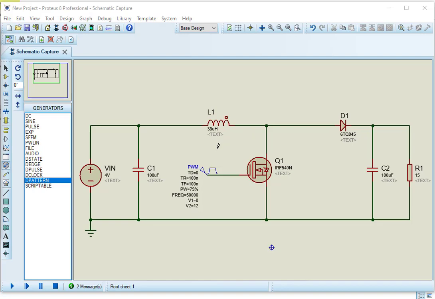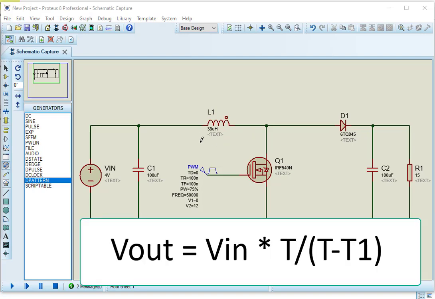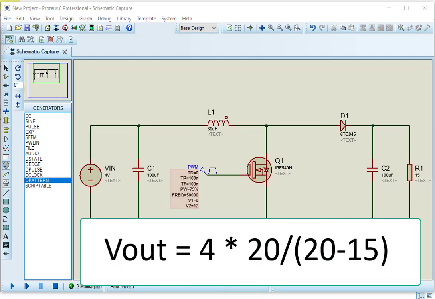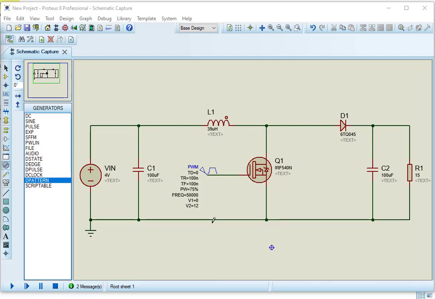The output voltage can be calculated by this formula, where T is the PWM period and T1 is the off time of PWM. For this example, we will convert 4 volts input into 16 volts output. That means we need a 75% duty cycle. If we put T equal to 20 microseconds and T1 equal to 15 microseconds in this formula, the output voltage will be about 16 volts. In other words, if we provide a 75% duty cycle to the MOSFET, the output voltage will be about 16 volts. We use a MOSFET as a switching device.